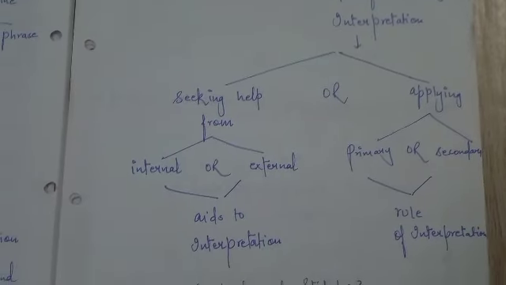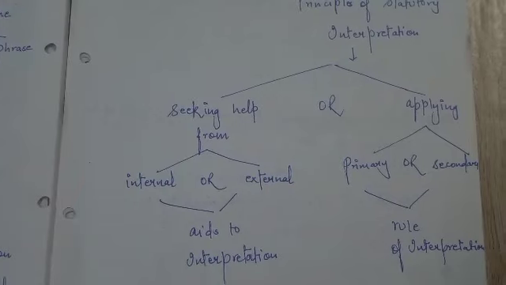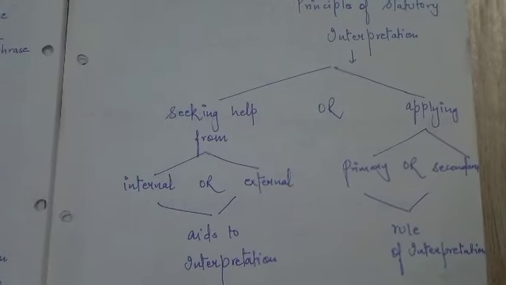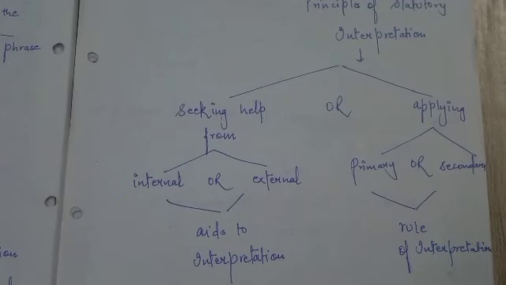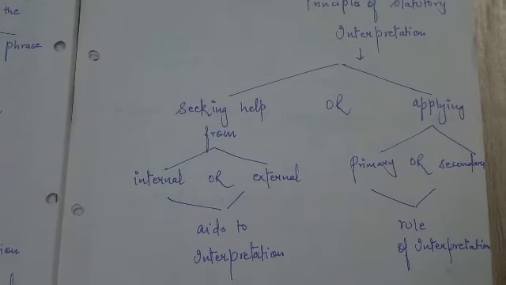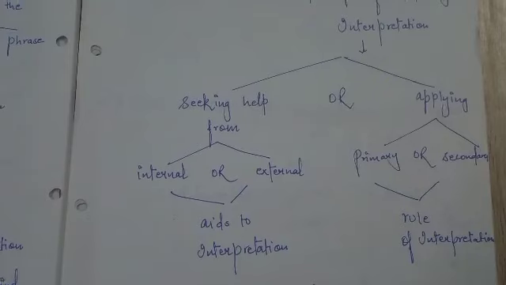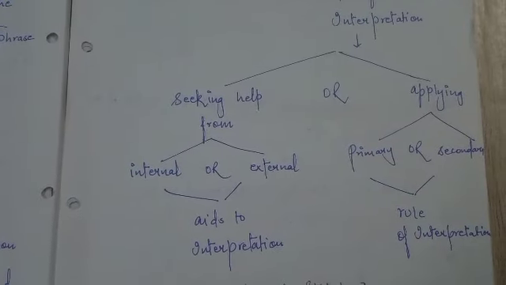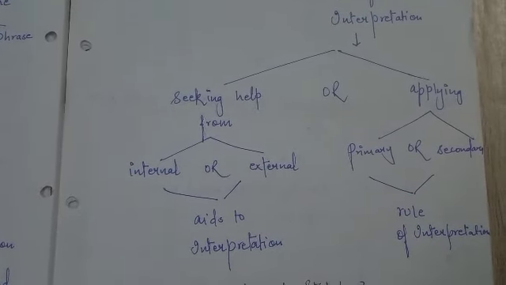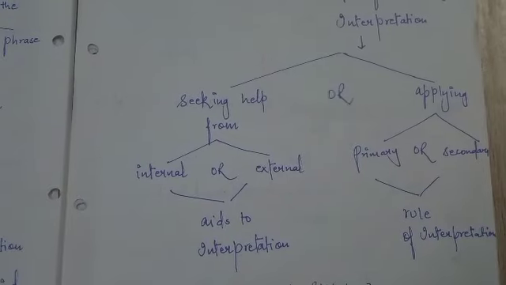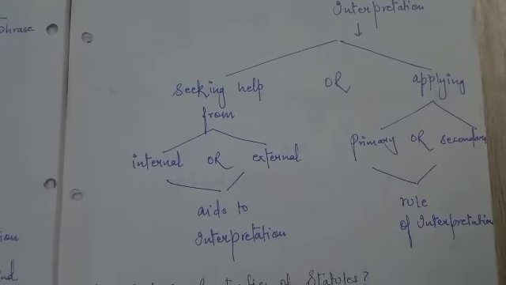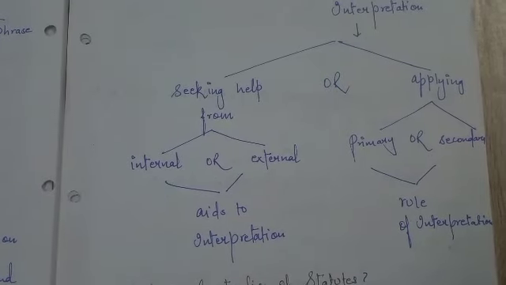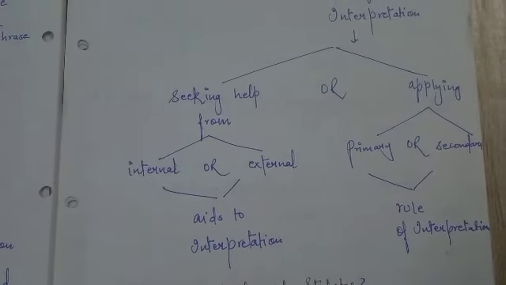And in the name of tools, we can say that they seek help from some internal or external aids to interpretation, or also they apply certain primary or secondary rules of interpretation. So you need to keep this internal or external aids to interpretation in your mind, because in the later part of this lecture series, we are also going to talk about the internal aids to interpretation and the external aids to interpretation.